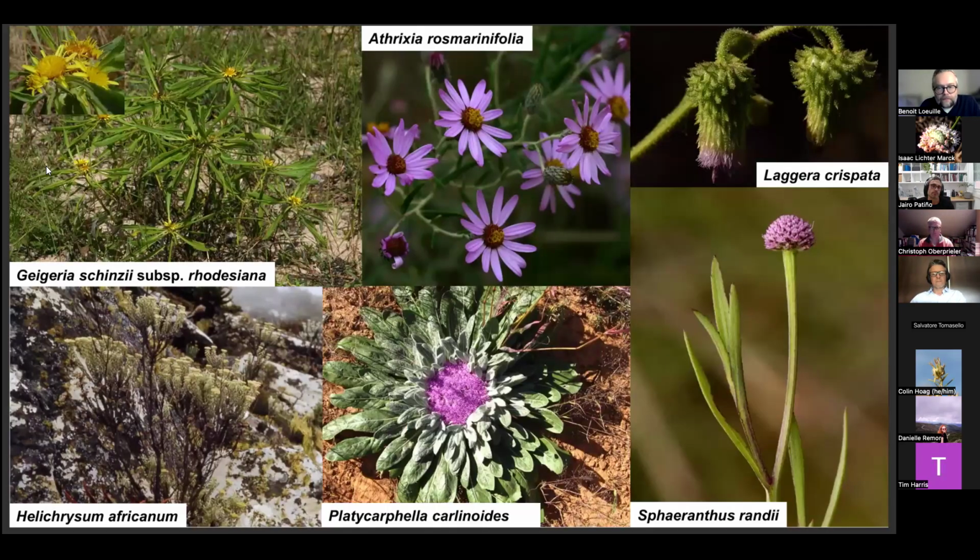And some examples. So we have only one Platycarpheae, which is Platycarphella carlinoides. And in the Inuleae, we have Geigeria schinzii. This subspecies is endemic of Zambia. Athrixia rosmarinifolia, Lasiopogon, Sphaeranthus. There are nearly 20 species of Sphaeranthus, so it's quite diverse. And obviously Helichrysum. This Helichrysum africanum is endemic of the Chimanimani Mountains. It's a range of mountains between Zimbabwe and Mozambique.